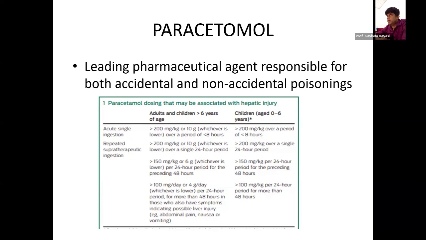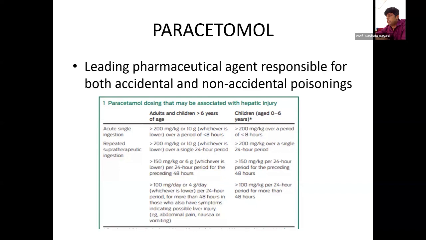Sometimes parents anxiously give an overdose multiple times. It's not a single overdose but multiple doses, which we call a supratherapeutic ingestion. If this dose is above 150 milligram per kilo administered over a period of less than 48 hours, or more than 100 milligram per kilo administered over a period of more than 48 hours, again we consider this a dose with potential toxicity for causing liver damage. Such children warrant initial investigations and activated charcoal, followed by treatment.